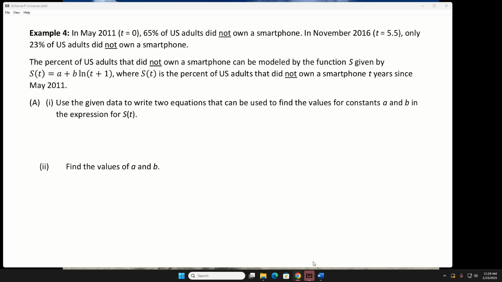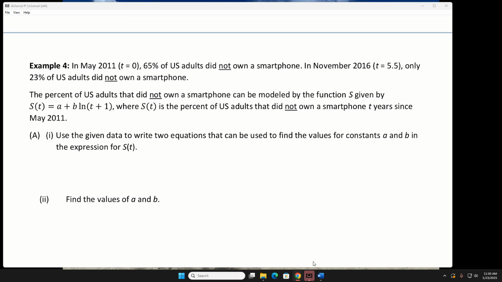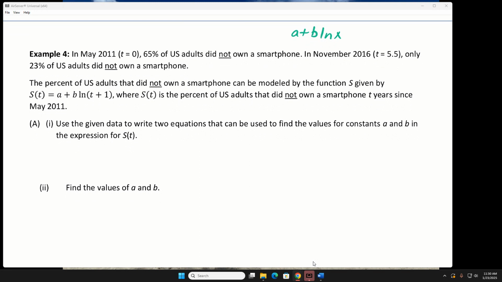So sometimes you're not going to be able to use the calculator to get the logarithmic model. And example 4 is one of those cases. The way I can spot it is if in your model you have this t plus 1, you're not going to be able to use the calculator, because the calculator model ends up being a plus b natural log of x or t or whatever, like we had in the other examples. And so I know for sure I'm not going to be able to use it.